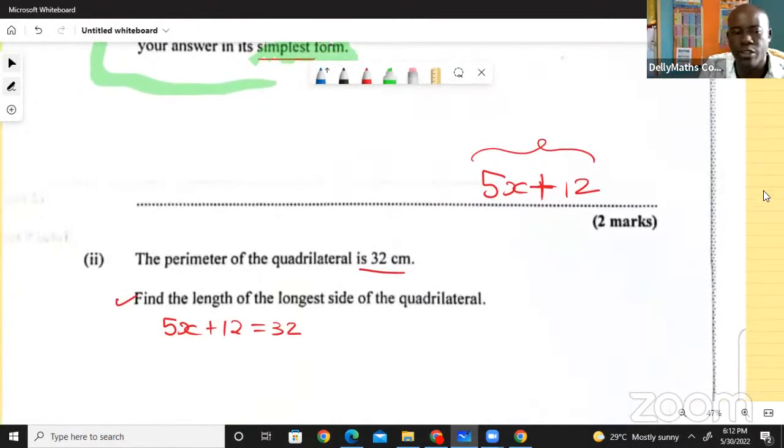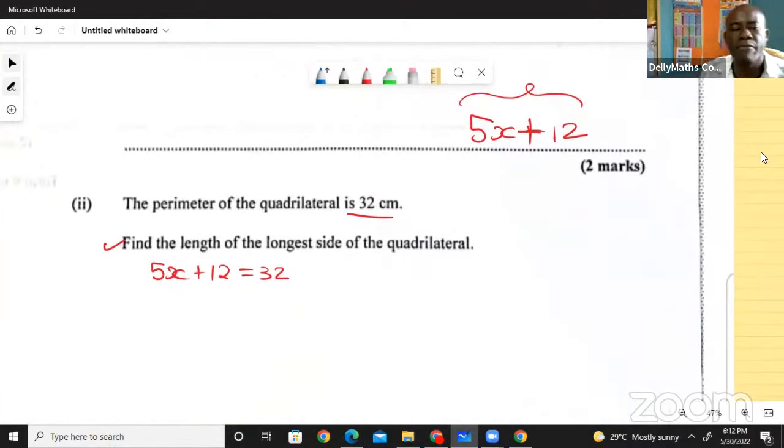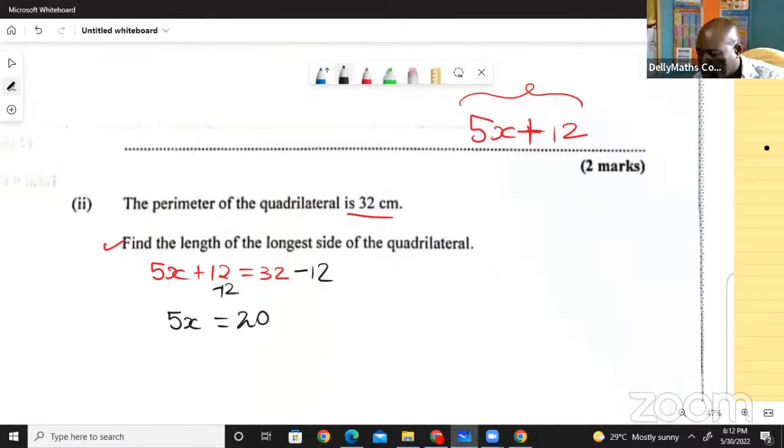Now we're solving 5x plus 12 equal 32. I'm going to subtract 12 from both sides. First move, subtract 12 from both sides. So I'm now left with 5x, which is equal to 20.